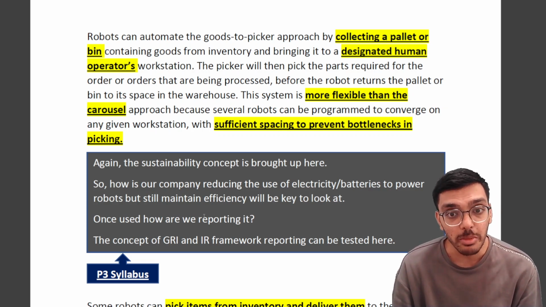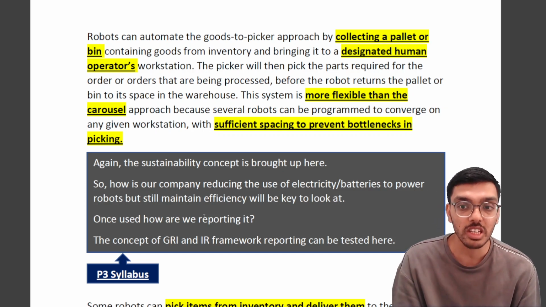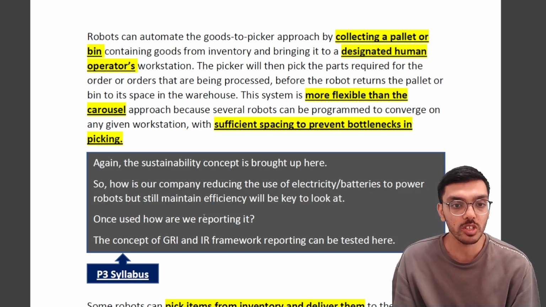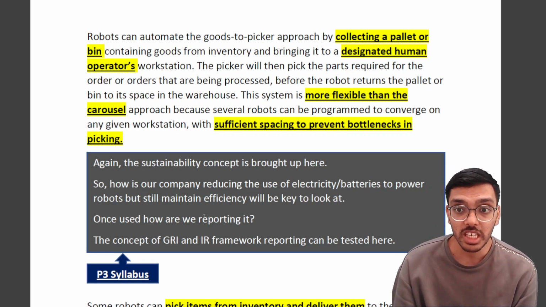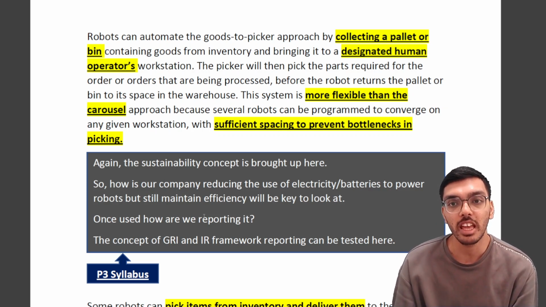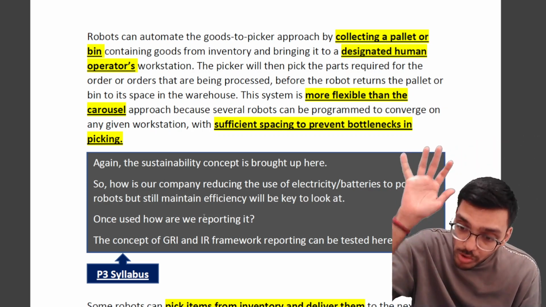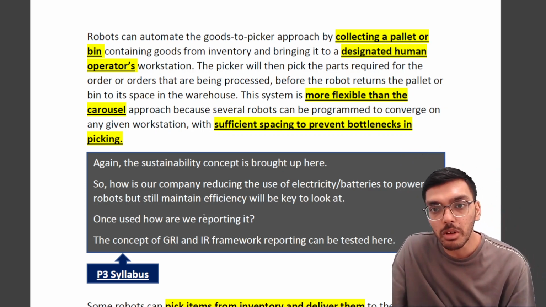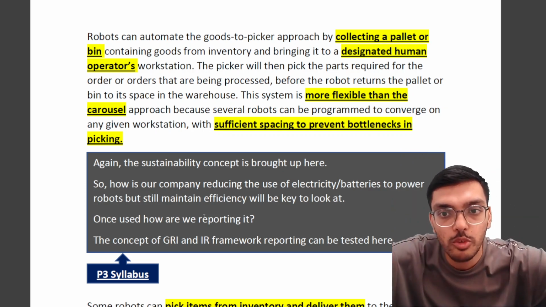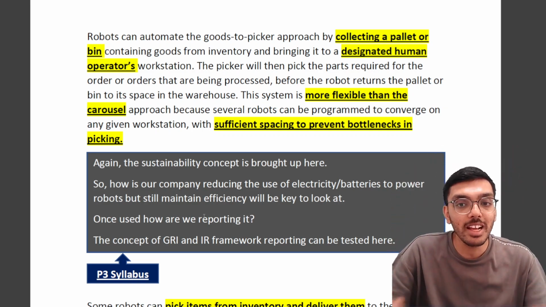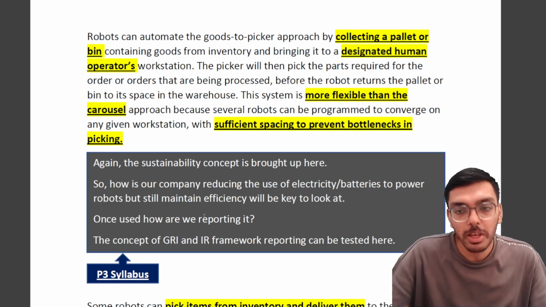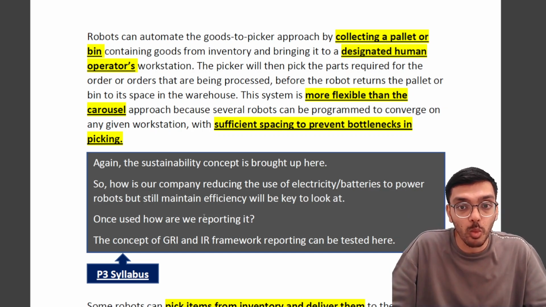So again, the sustainability concept is being brought up here. How is our company reducing the use of electricity or batteries to power robots but still maintain efficiency in our production process? This will be key to look at because again, our business is traditionally already being criticized for being unsustainable. Large warehouses, so robots have to travel more, more electricity consumption, more battery consumption. What is my company doing to reduce this? Because that's one way to be different. That's one way which can be your comparative advantage.